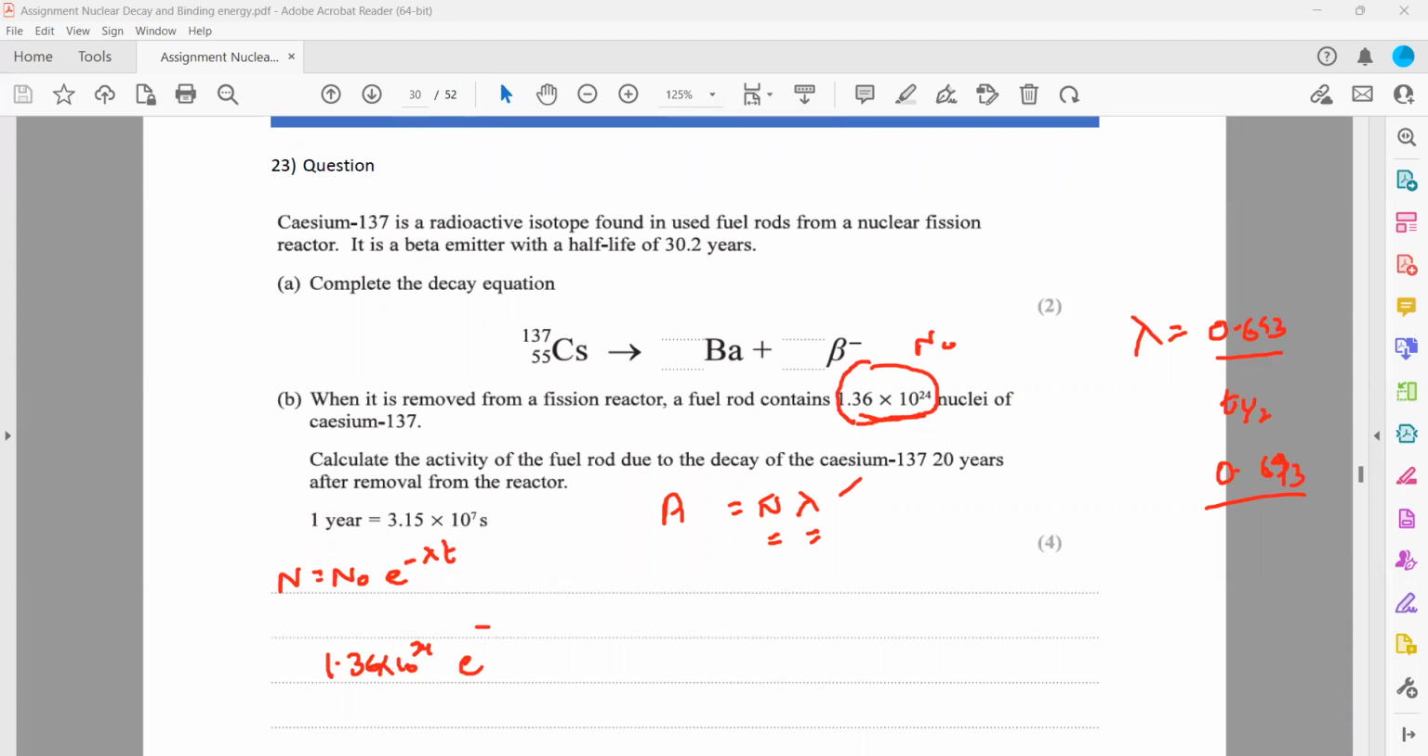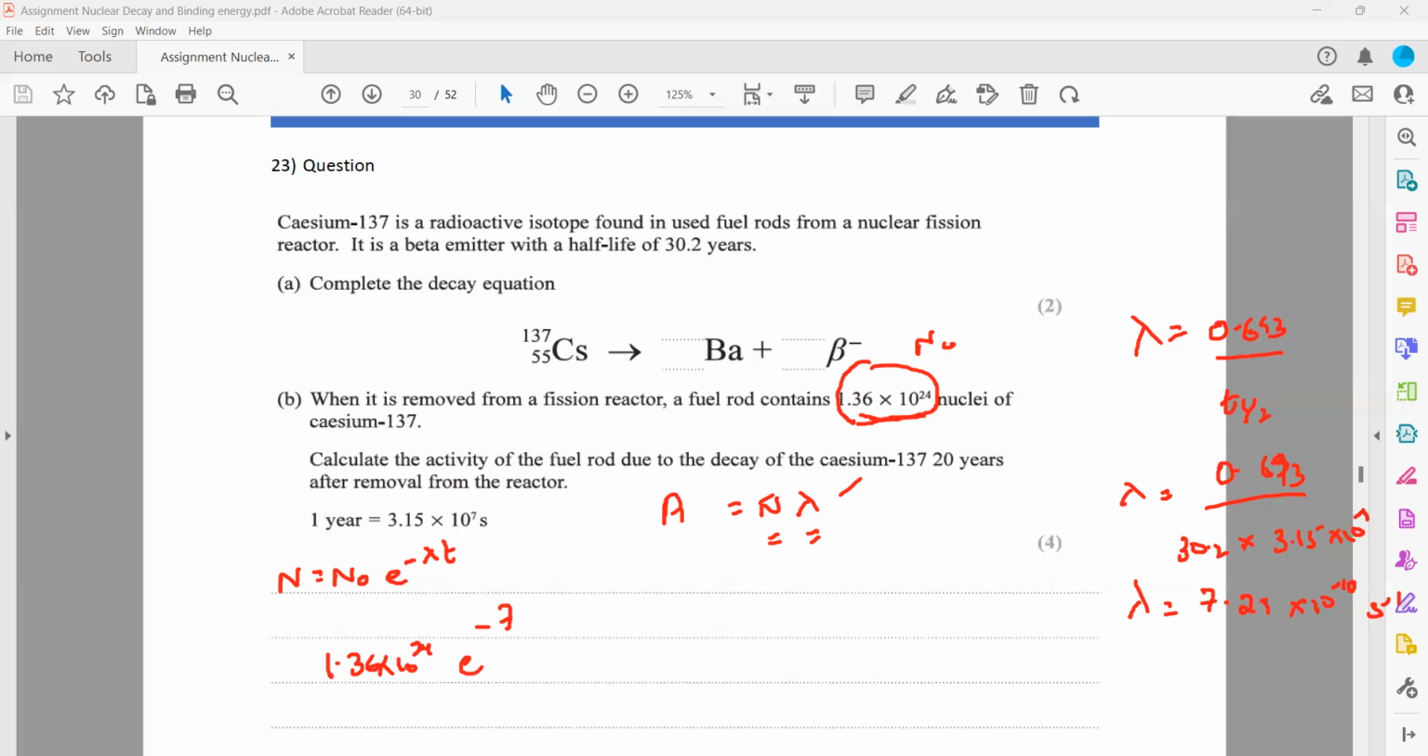So 0.693 divided by half-life, that's equal to 30.2 years, but we have to convert into seconds: 3.15 × 10^7 seconds per year. Because for activity, the time should be in seconds. It's how many atoms disintegrate per second. If the question was not about activity, then I would not convert; I could work out how many atoms will be there after 20 years without converting the unit. But because we need an activity, time should be in seconds. So this will give us a decay constant, which is 7.29 × 10^-10 per second.